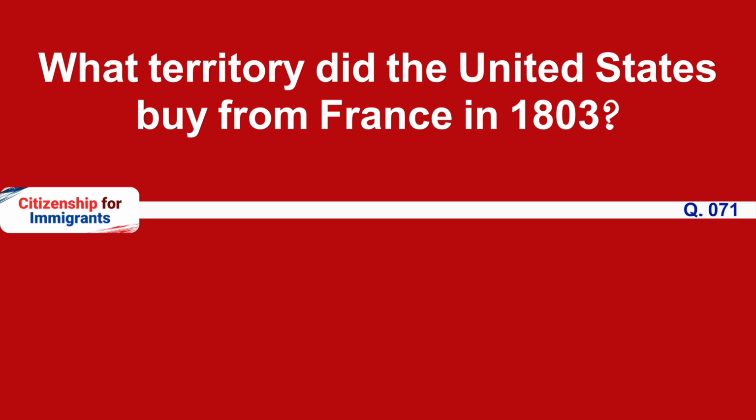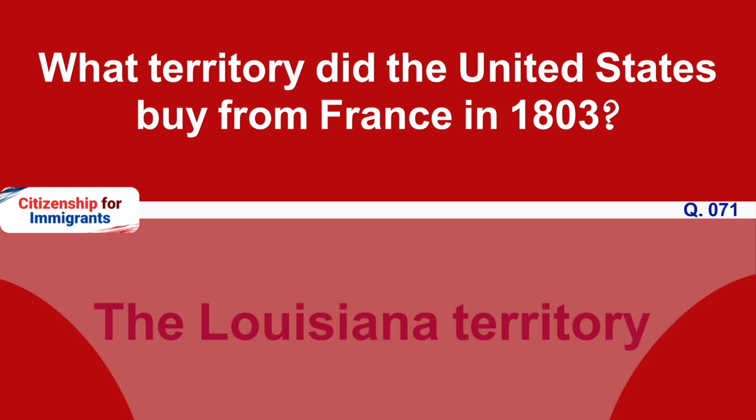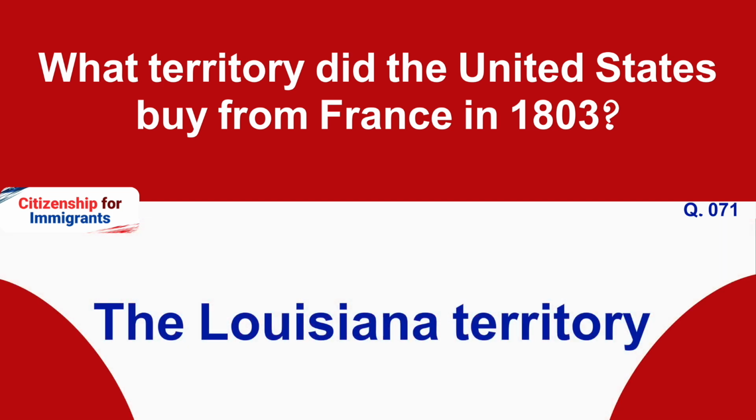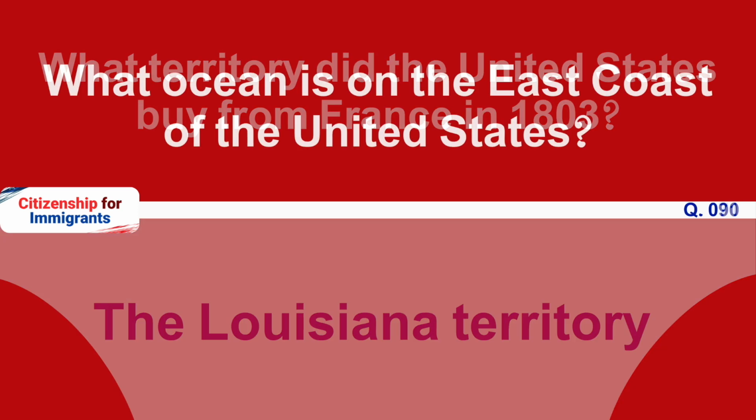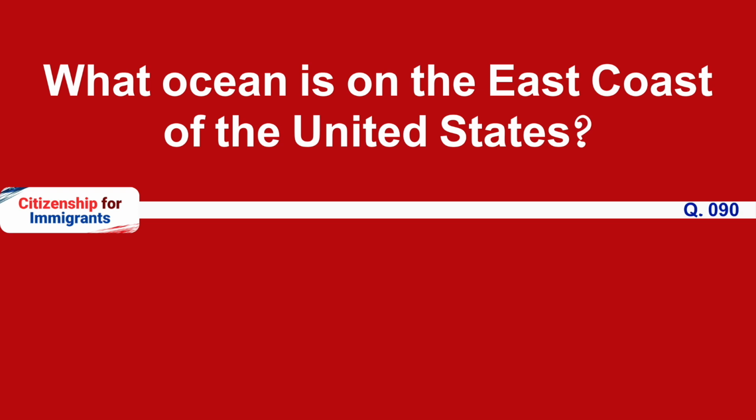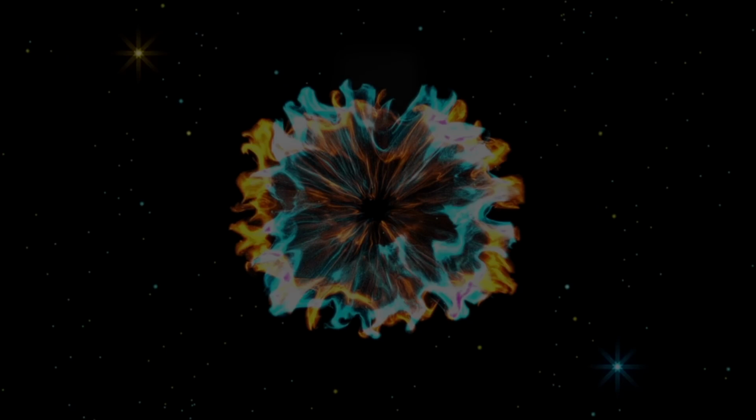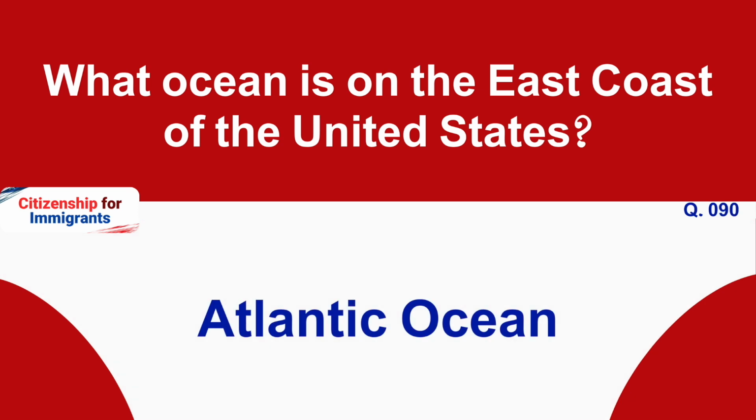What territory did the United States buy from France in 1803? The Louisiana Territory. What ocean is on the east coast of the United States? Atlantic Ocean.